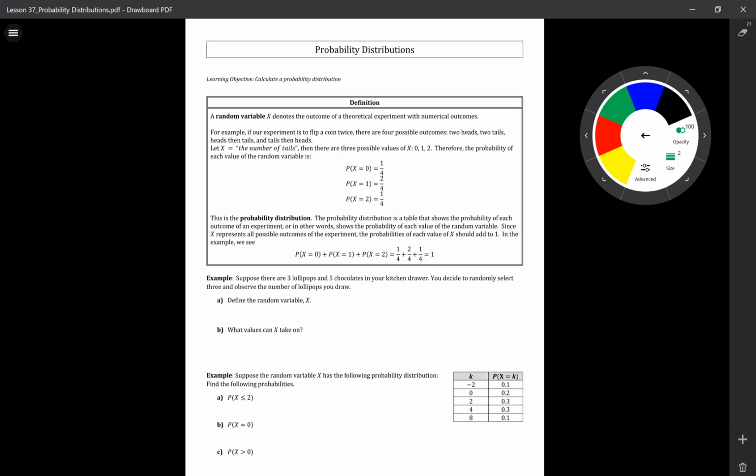So let's do some examples to get familiar and comfortable with probability distributions. Suppose there are 3 lollipops and 5 chocolates in your kitchen drawer. You decide to randomly select 3 and observe the number of lollipops that you draw. Define the random variable x. So I'm going to define x as the number of lollipops that I draw.